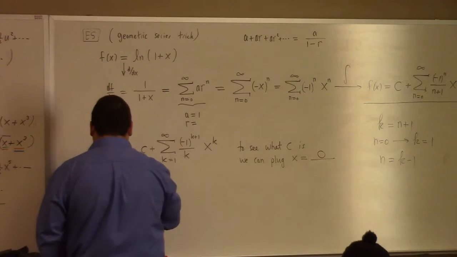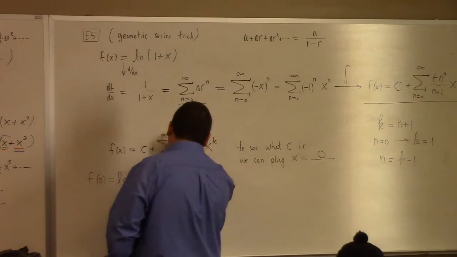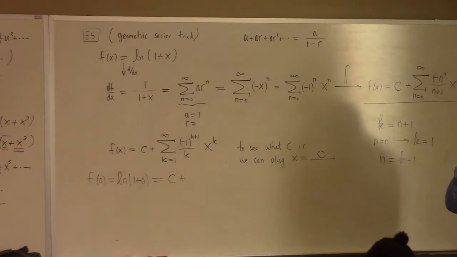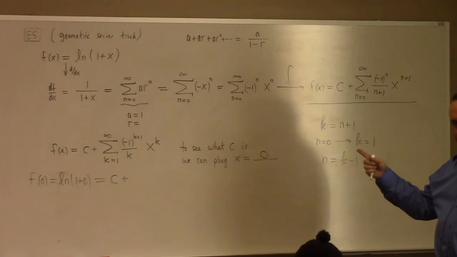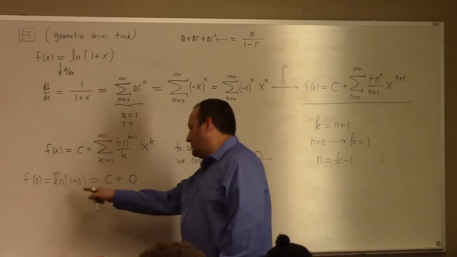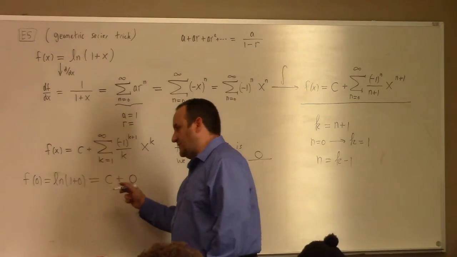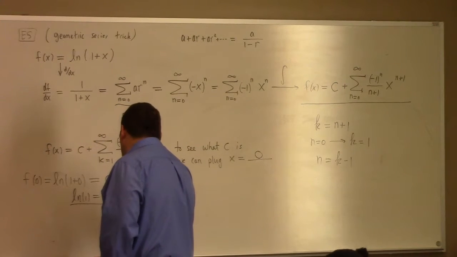So we get f of 0, which is what? That would be the natural log of 1 plus 0 is equal to C plus, what happens with this series when we plug 0 into it? 0. Yeah, it's exactly 0. Now, you got to be careful. If your series has a constant term, that doesn't have to go away, right? But this series starts at level 1. So when you plug in 0 into x, x squared, x cubed, those all evaluate to 0. So, and what's the natural log of 1? It's 0, right? So in this case, the constant is 0.